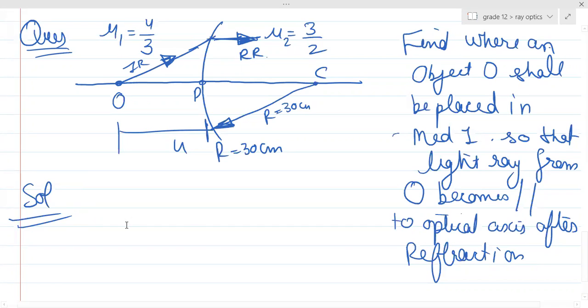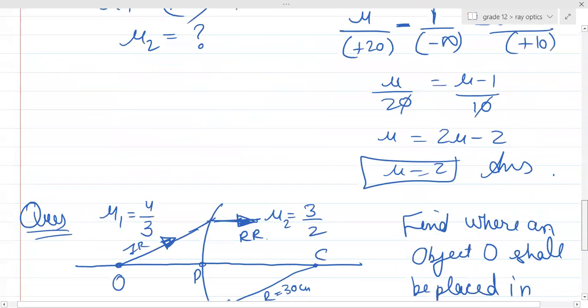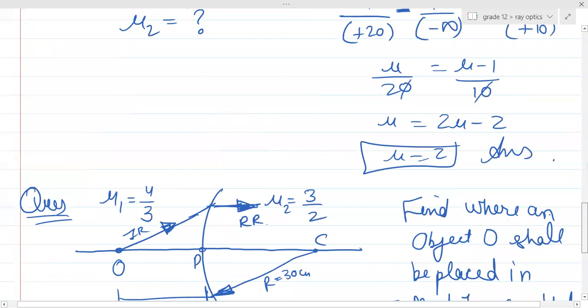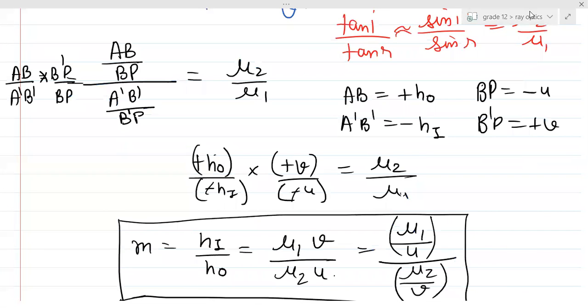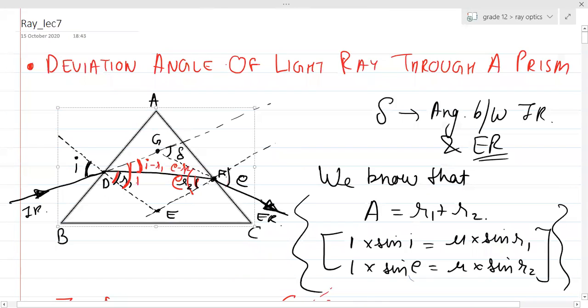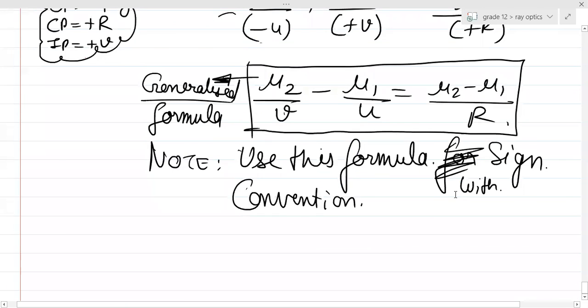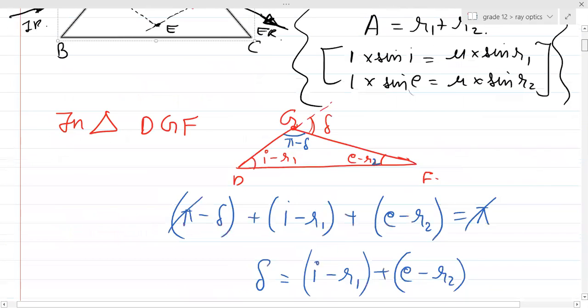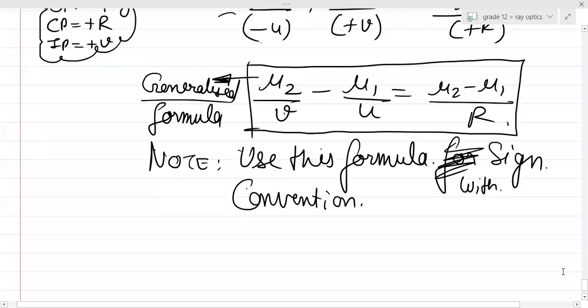Guys, people will generally get confused about what is mu2 and what is mu1 in the formula. I forgot to tell you this point. People will generally get confused: sir, what is mu1 and what is mu2? So please remember, note one more point. You can write it where you wrote the formula. Please write a note here.